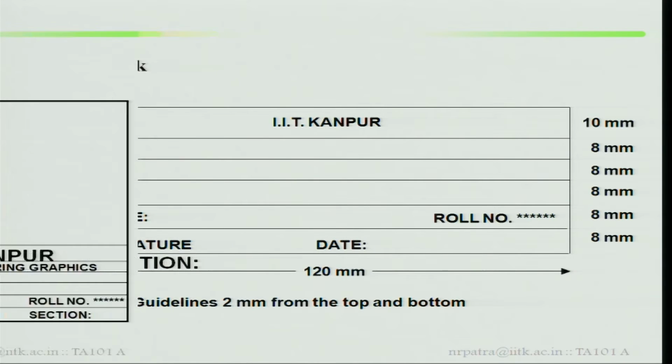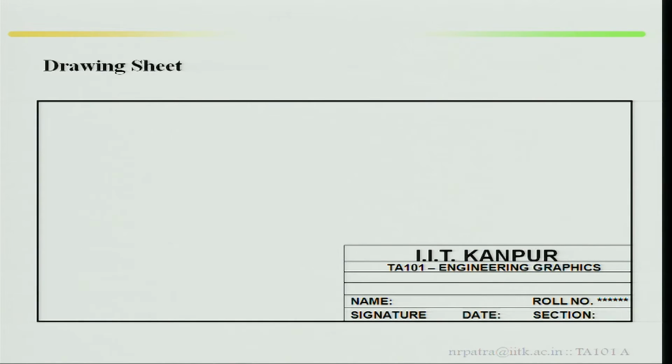So how it looks in a drawing sheet: once you come to the class, first you prepare your title box, write your name, roll number and put your signature, then write what your topic is, what topic you are doing. Suppose you are doing lettering, you write lettering. Suppose you are doing orthographic projections, you write orthographic projections.